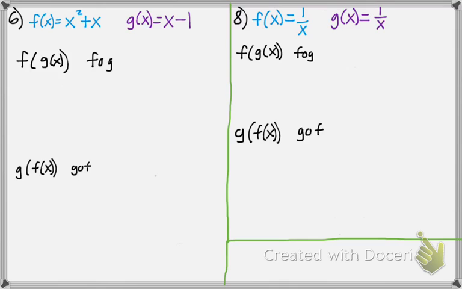So with f composed with g, or fog, you want to copy the f function, but I'm actually going to use open parentheses wherever I see x. And then inside those open parentheses, I'm going to plug in the g function. So x minus 1 and x minus 1. And that'll be our answer for that one.